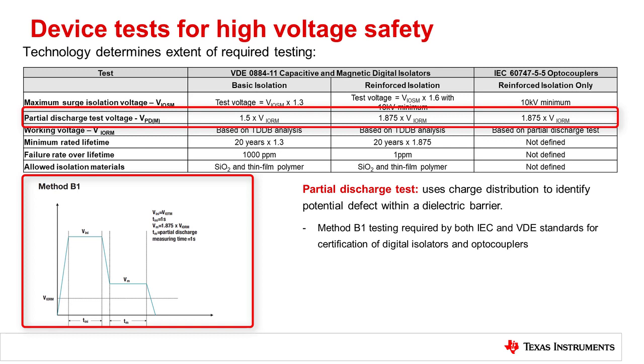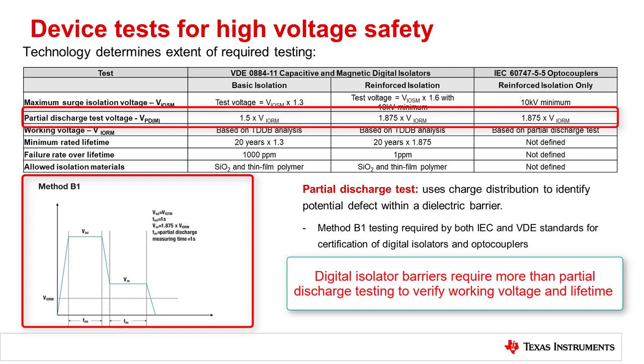This test profile is a production screen required by both IEC and VDE standards for certification. However, the partial discharge method does not fully represent the test required to measure the lifetime of a modern digital isolator. This is because in modern digital isolators, the dielectric is deposited in a tightly controlled wafer manufacturing environment or certified clean room. To truly test the isolation barrier for a modern digital isolator, a test that identifies defects beyond the mold compound is needed.